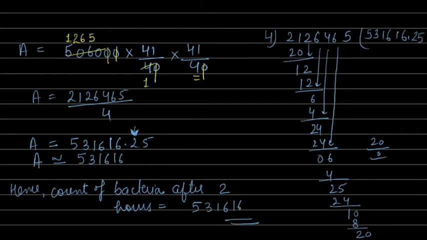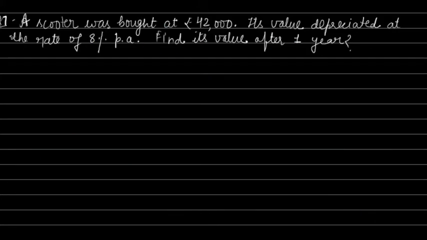Let's see the last question of this exercise. A scooter was bought at rupees 42,000. Its value depreciated. Depreciated means the value has come down with a certain time period. Suppose you have taken something for 200 rupees. After 1 year, it has decreased and the price is now 100 rupees only. Depreciation means the price has come down. At a rate of 8% per annum, find its value after 1 year.